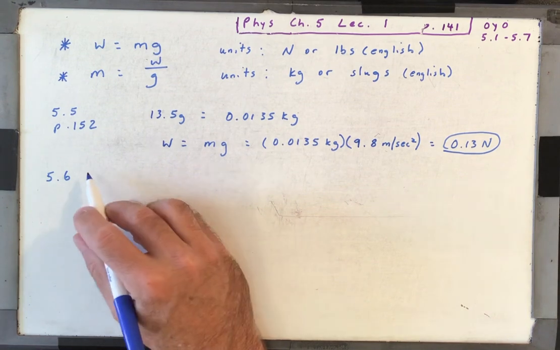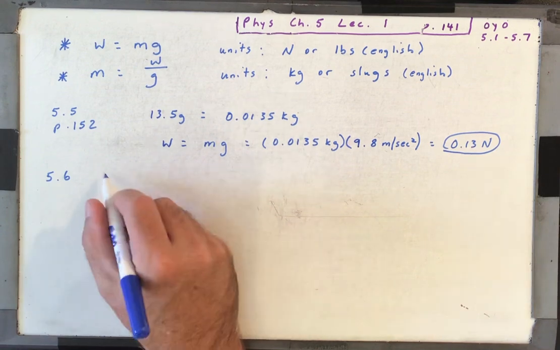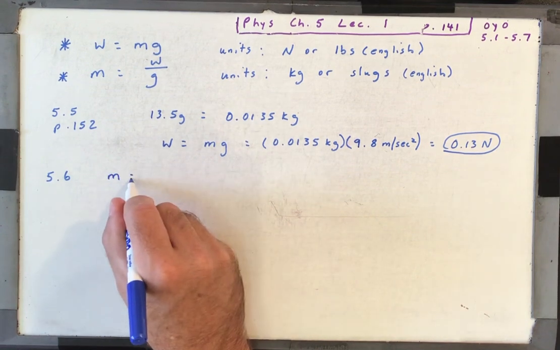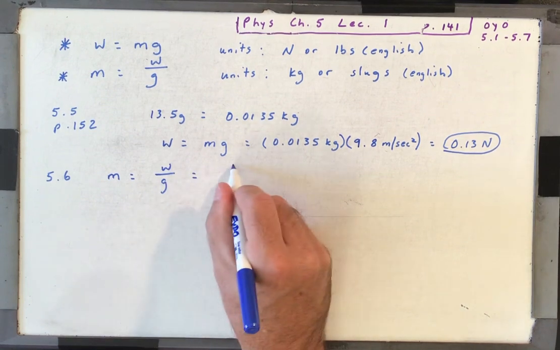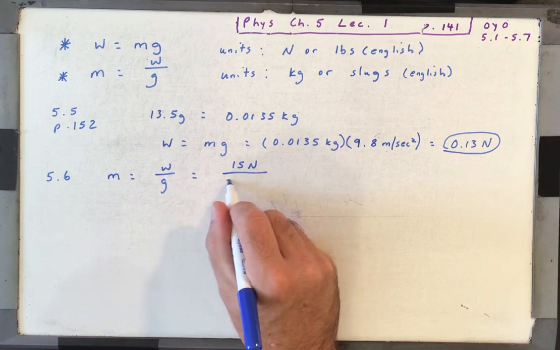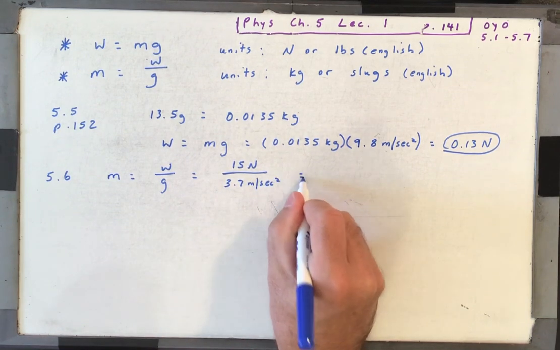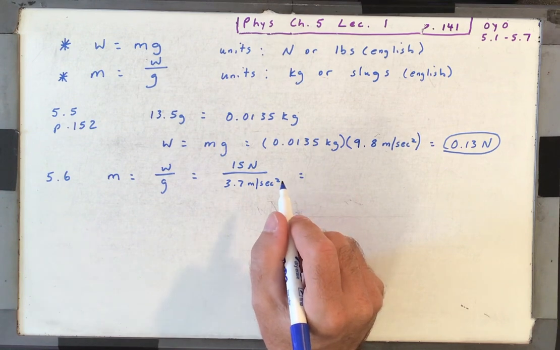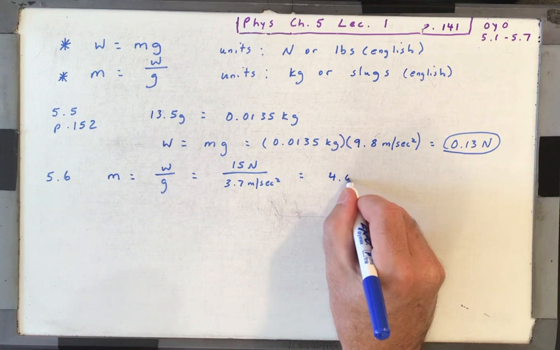All right. So 5.6 says rock weighs 15 newtons on Mars. So we need to get the mass, because the mass is the same everywhere. It's weight divided by gravity. The weight is 15 newtons. Gravity on Mars is 3.7 meters per second squared. All right, and that is 4.05 kilograms.